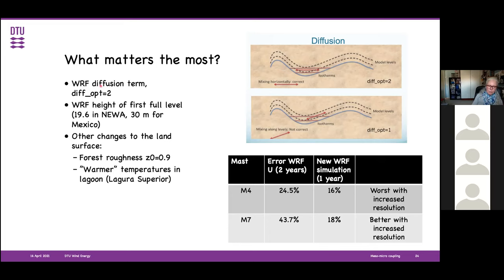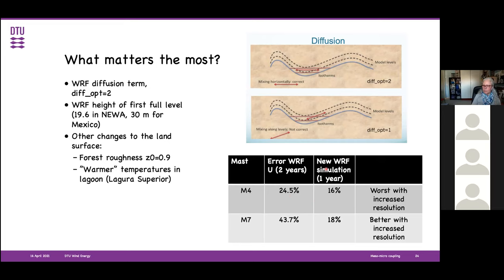Here, what made the difference was first the diffusion term. In NEWA, we ran everything with this diffusion option equal to 1, which is more stable and makes the diffusion terms act on a slope when you have terrain. But the correct way to do this is actually to do it horizontally. That's how it happens in nature. So you should actually use this diffusion option 2. The second thing that I changed here was the height of the first model level.